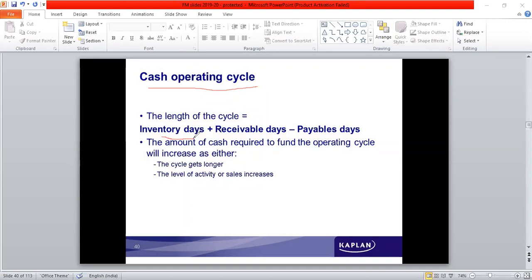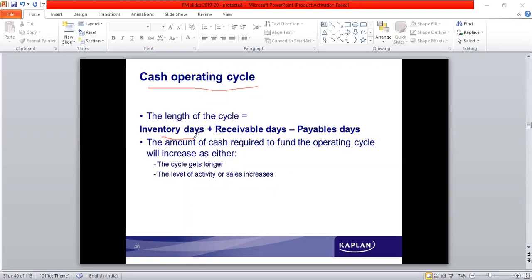Inventory holding period, or stock holding period, what we call it as. The number of days of inventory wherein inventory is there in the stores department or in the business. Unless and until inventory is converted into finished goods and it is sold, until the sale is made, cash is not possible to be collected. So it doesn't get converted into cash. That's the first part of it.